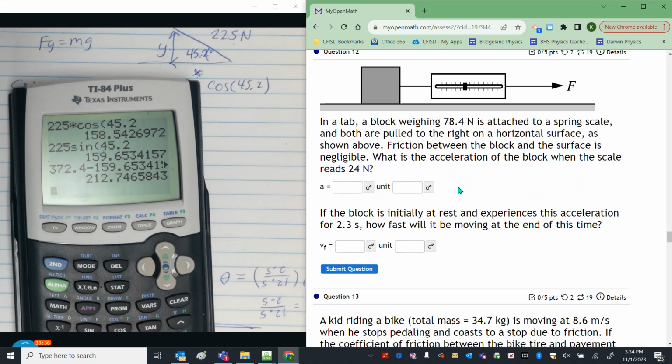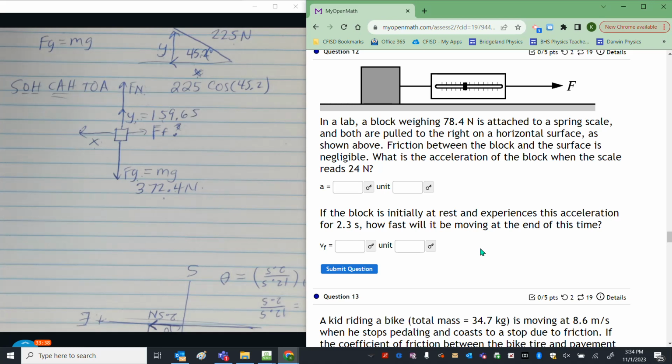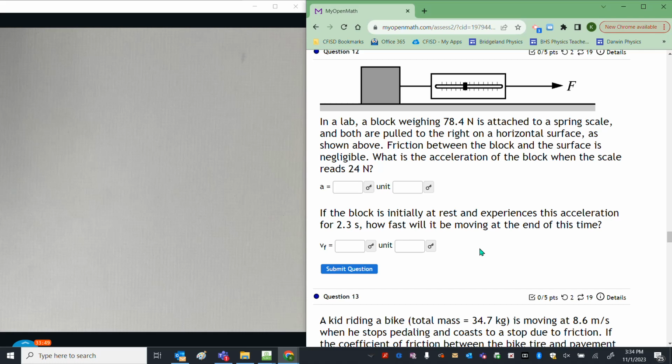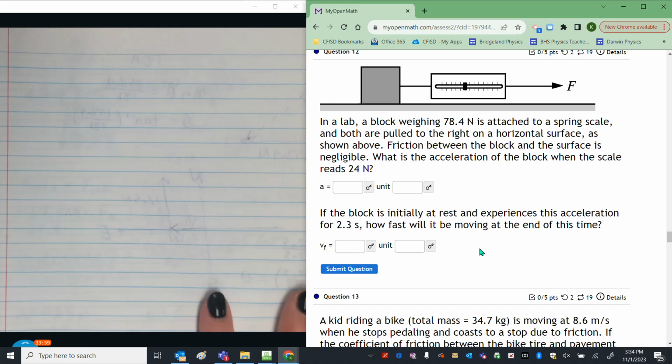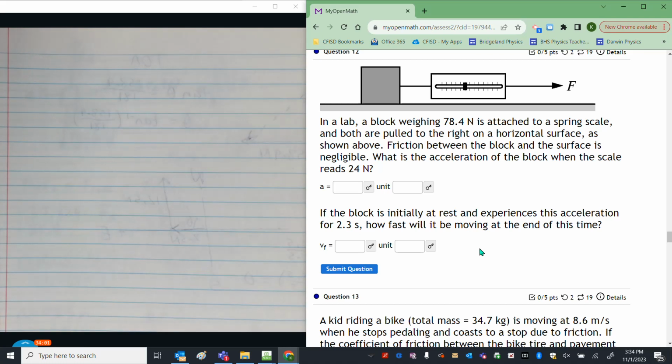Question 12 says, in a lab, a block weighing 78.4 newtons is attached to a spring scale, and both are pulled to the right on a horizontal surface as shown above. Friction between the block and the surface is negligible. What is the acceleration of the block when the scale reads 24 newtons? You've seen this question a few times now. We started with it in the last unit. We know that we have forces acting on this block.